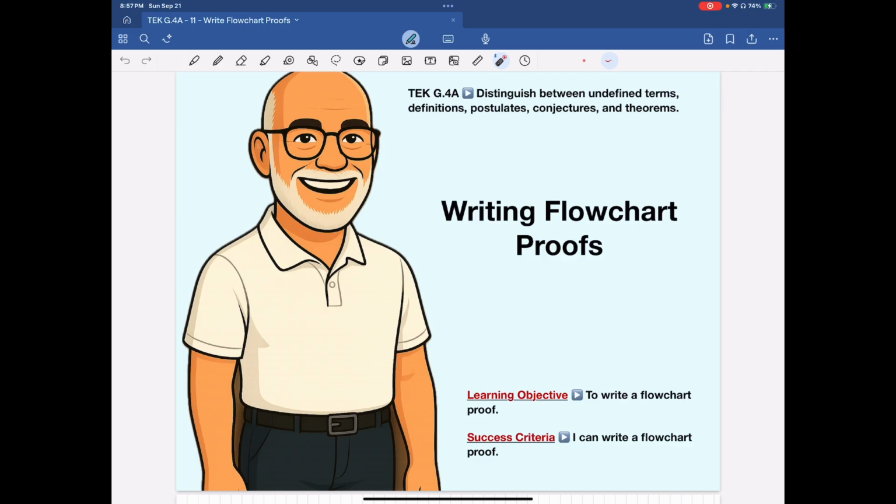Distinguish between undefined terms, definitions, postulates, conjectures, and theorems. Now, this video covers writing flowchart proofs. Our learning objective is to write a flowchart proof, and you will know you have mastered this objective when you are able to write a flowchart proof given a given statement, a prove statement, and perhaps a drawing.